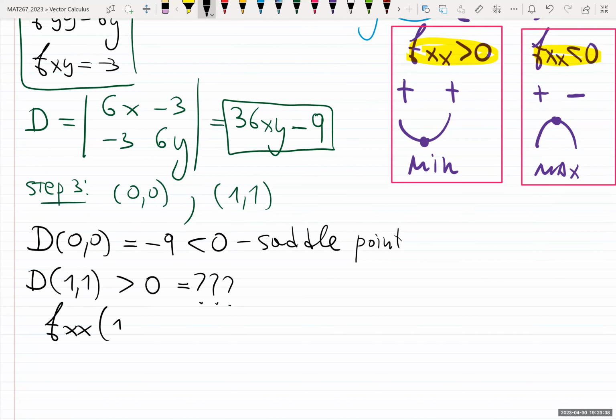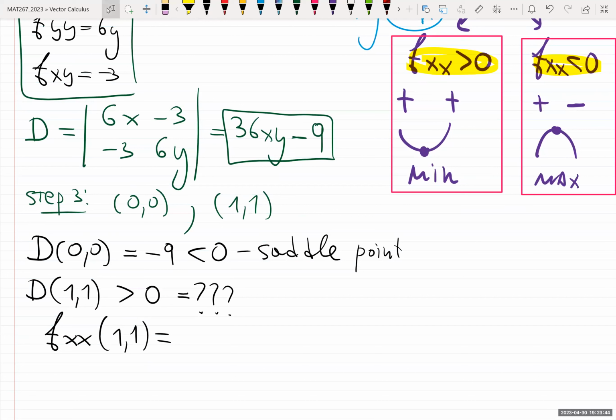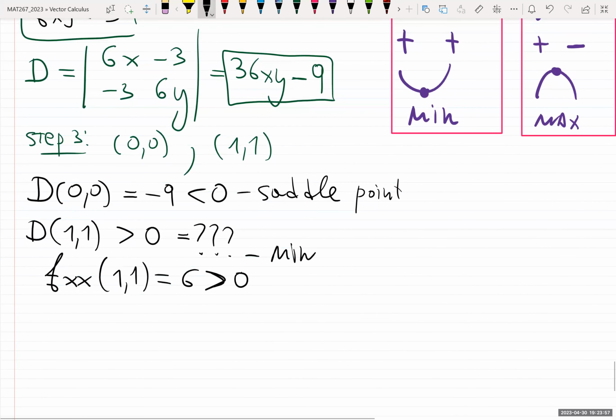f_xx at this point (1, 1), going back, f_xx is 6x. 6 times 1 is 6. The most important thing, it is positive. So that is a minimum point. Minimum point. Just minimum. Enter.